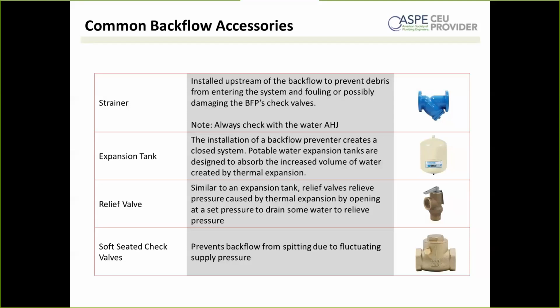The other thing is soft-seated checks. We talked about how fluctuating supply pressure can create some spitting from that backflow preventer. This can be solved with a soft-seated check valve, which is basically going to protect that backflow preventer from all those fluctuations.